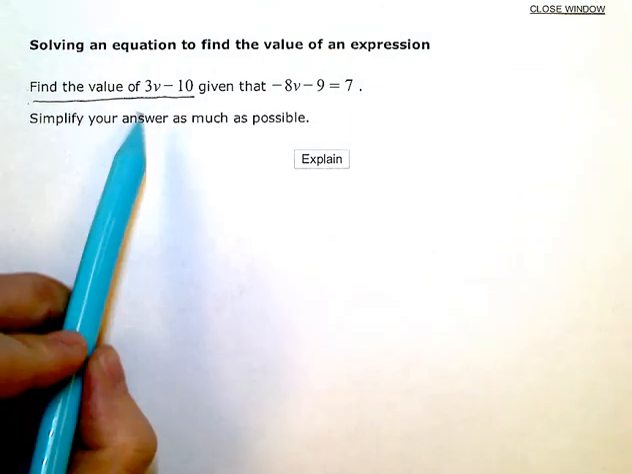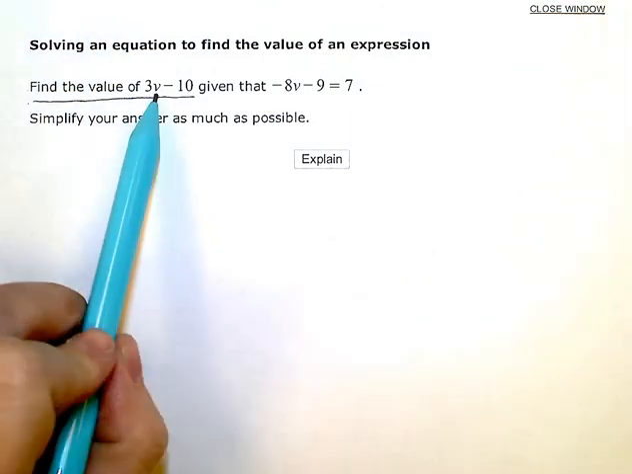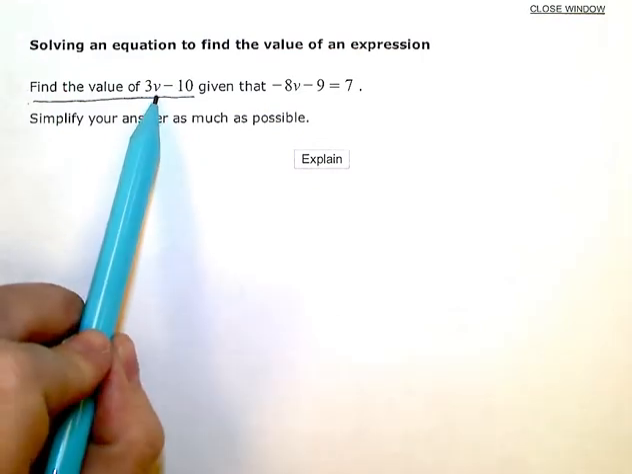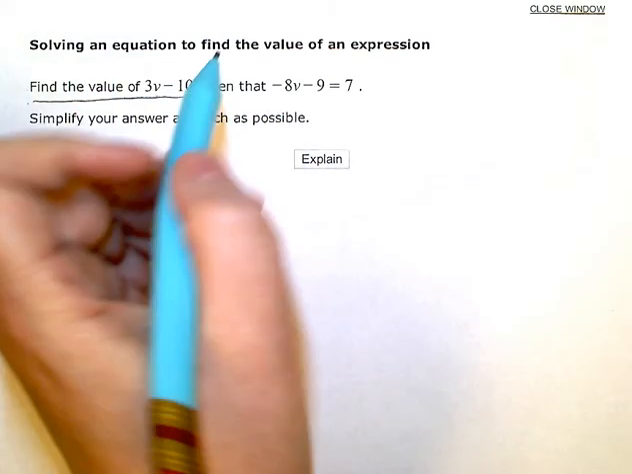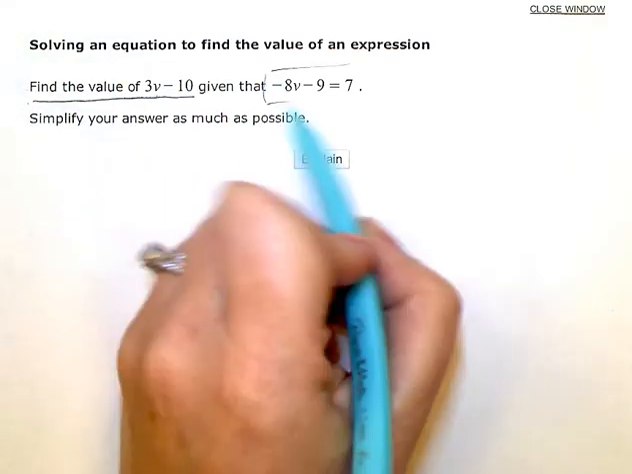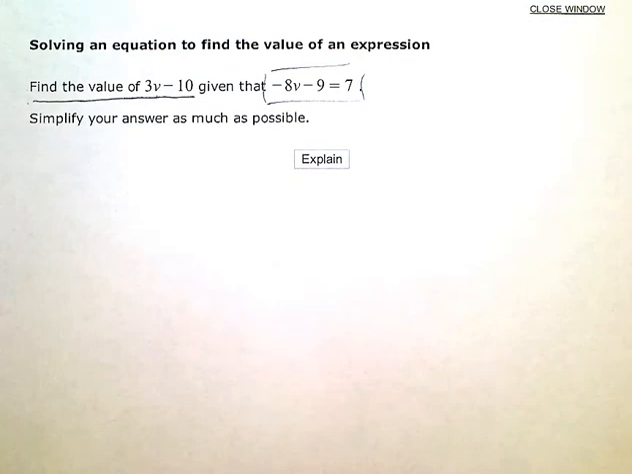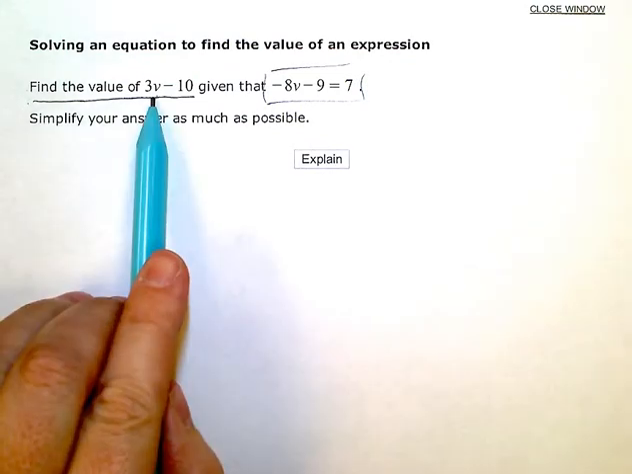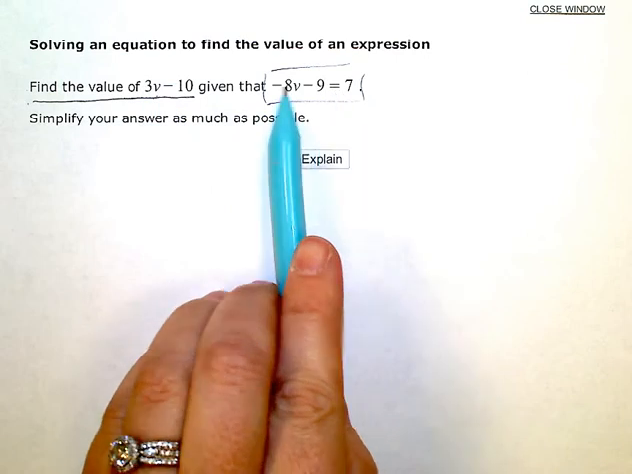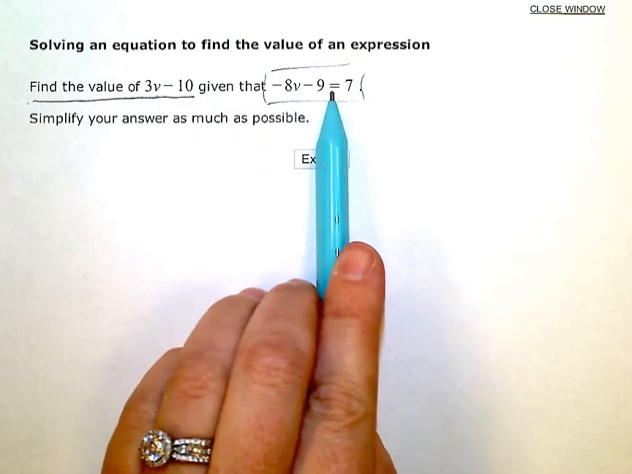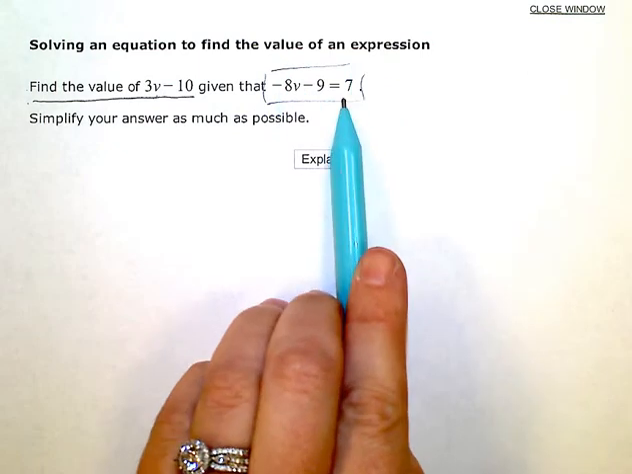But to be able to evaluate that, I need to know what v is equal to, okay? So I can substitute a value in for v right there. But luckily, they gave me this other piece of information here, which is a full equation, right? This one's just an expression because there's no equal sign. This one is a full equation, right? Right and left sides with an equals in the middle, and I can solve an equation for a value.